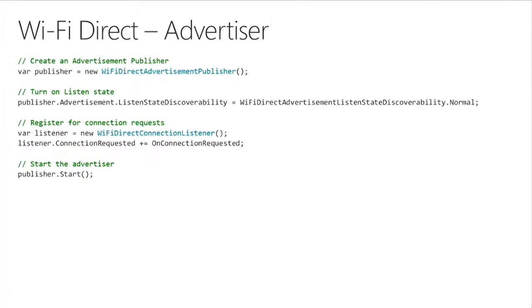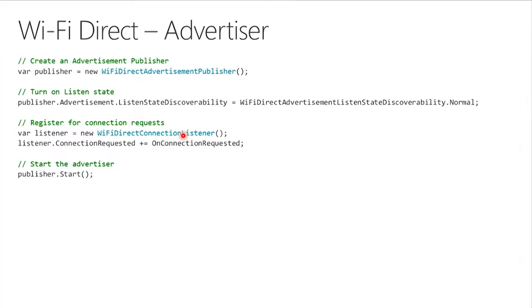To start an advertiser, we instantiate an object of the Wi-Fi Direct advertisement publisher class. The next thing that we do is to turn on the listen state for the advertiser. We set that by setting the listen state discoverability property. Proceeding, we enable the advertiser to accept incoming connection requests from the connector.